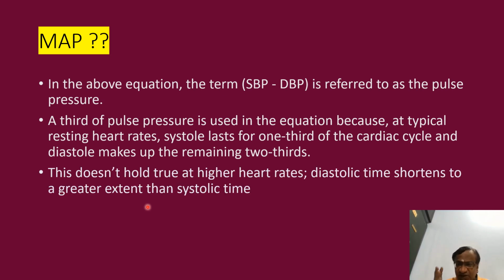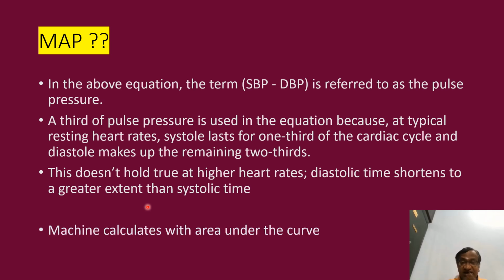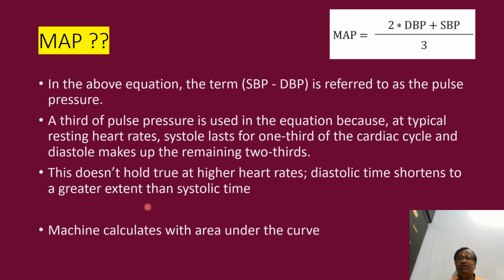That is why it is very important. If you calculate this way, and the diastolic time shortens at a heart rate of 110, then this may be doubtful. The machine calculates the area under the curve. MAP is 2 times diastolic pressure plus SBP, divided by 3. So 2/3 of diastolic plus 1/3 of SBP.